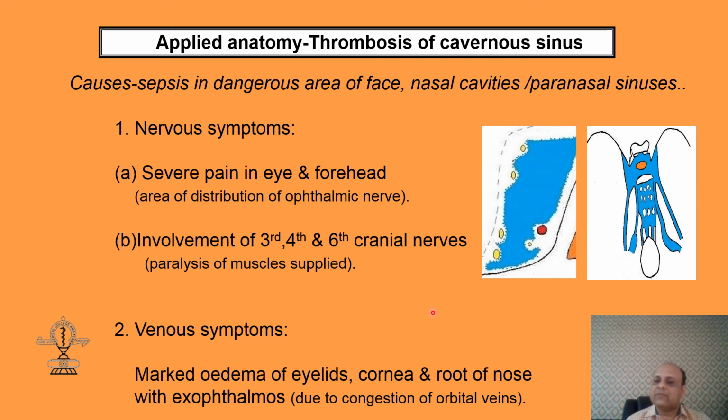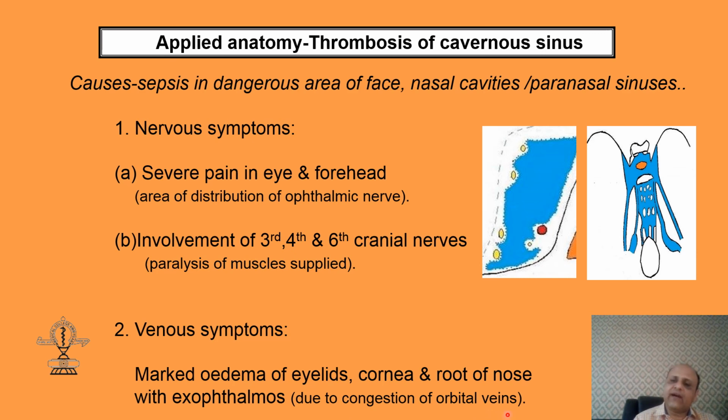Now, why would venous symptoms occur? Venous symptoms will occur because there is thrombosis in the sinus here. So what will happen here, that the veins which are entering into the sinus from the orbit, the venous blood will not flow from this part. So what will happen is there is thrombosis in the cavernous sinus, as a result of which there is congestion or there is edema of the veins in the eyelids, cornea, and root of nose. So this edema of the eyelids, cornea, and root of nose takes place due to congestion of orbital veins.